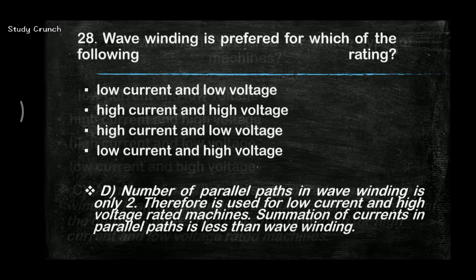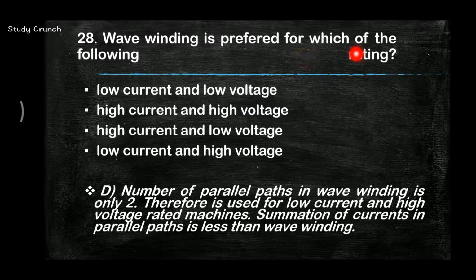Next, wave winding is preferred for which of the following ratings? So the answer is, it is preferred for low current and high voltage. As you know, the number of parallel paths in the wave winding is only 2. Therefore, it is used for low current and high voltage rated machines.